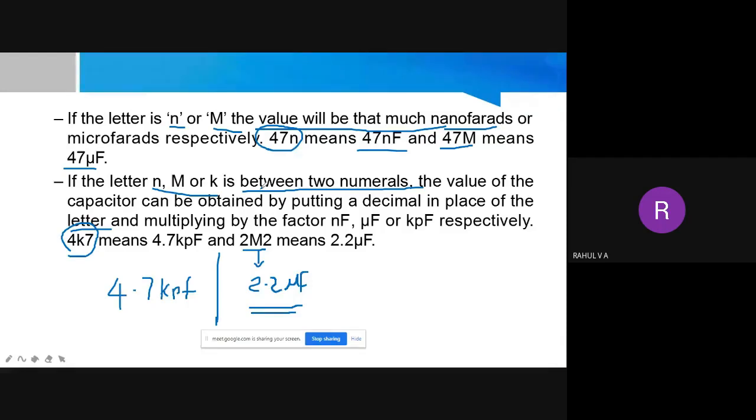Okay, so there are 5 rules to find out the value of the capacitor. These rules are important because most commonly the first question of your question paper will be to find out the color coding of the resistor, or from color coding to the actual value of the resistance. And for the second, they will be giving a numerical code of the capacitor. You have to find out the actual value.